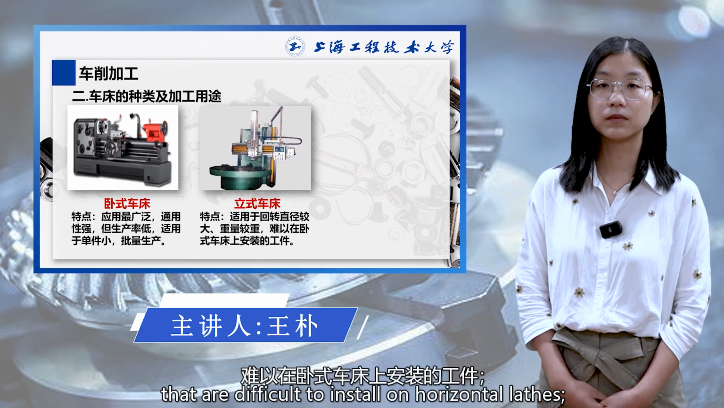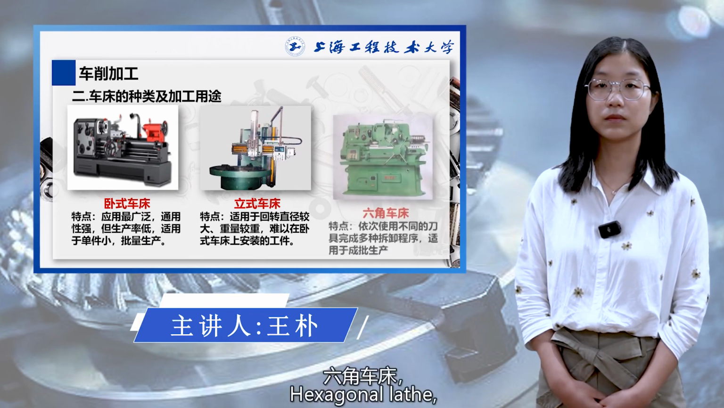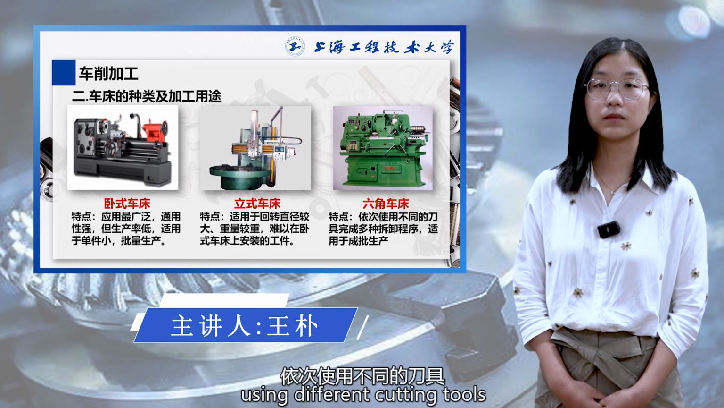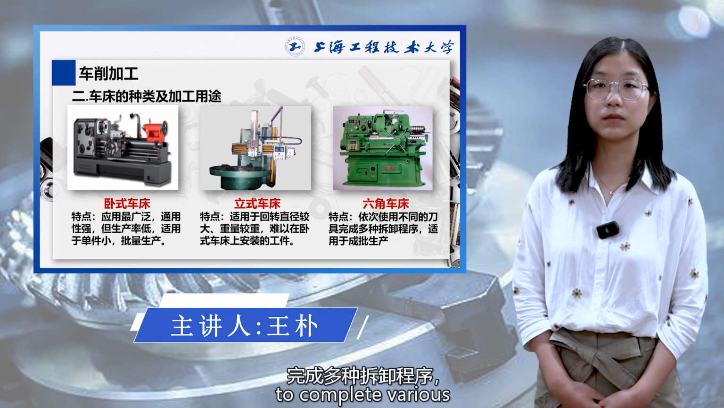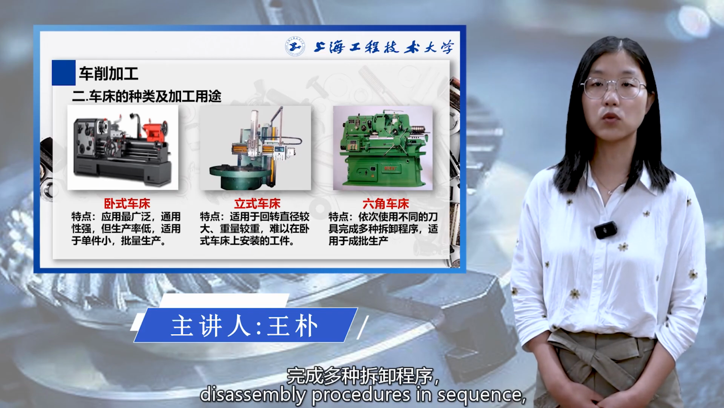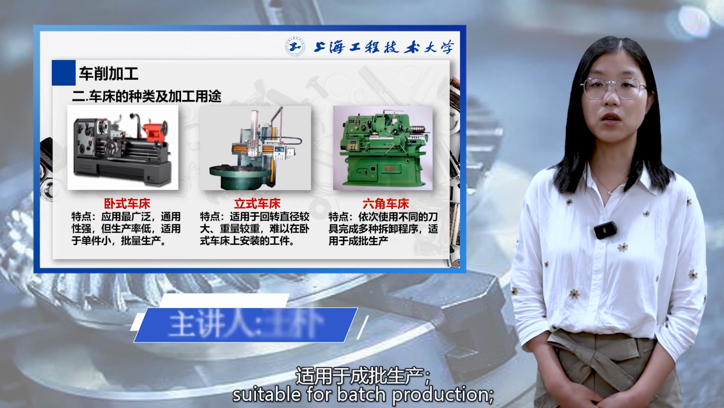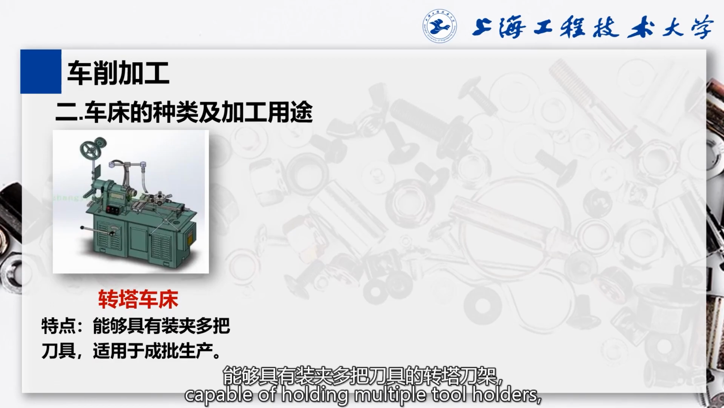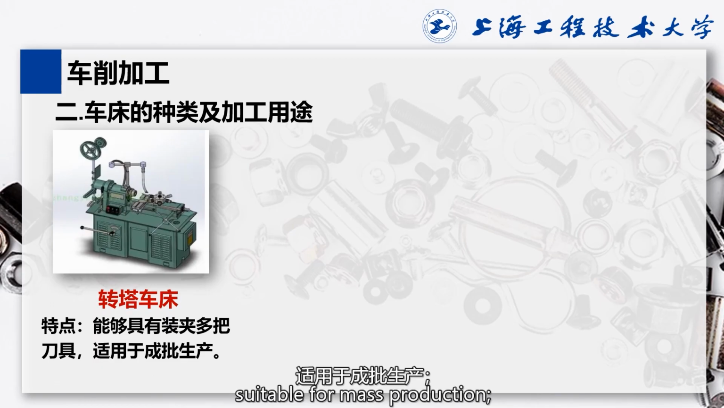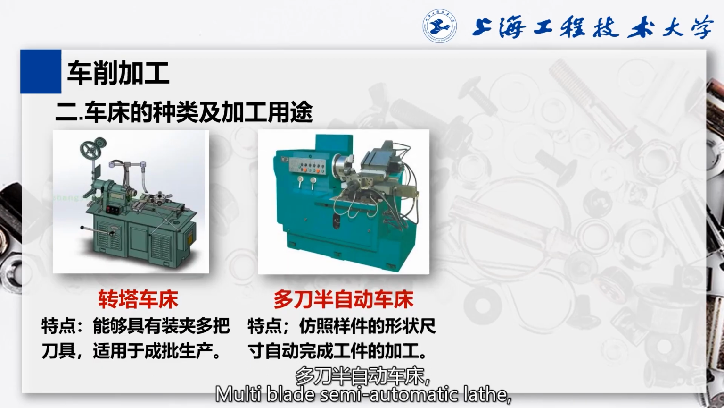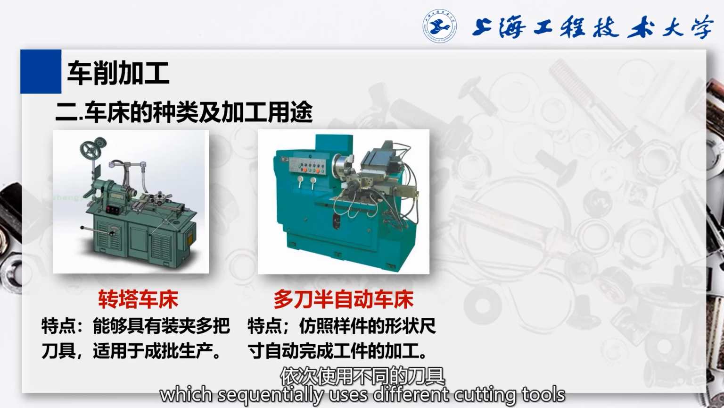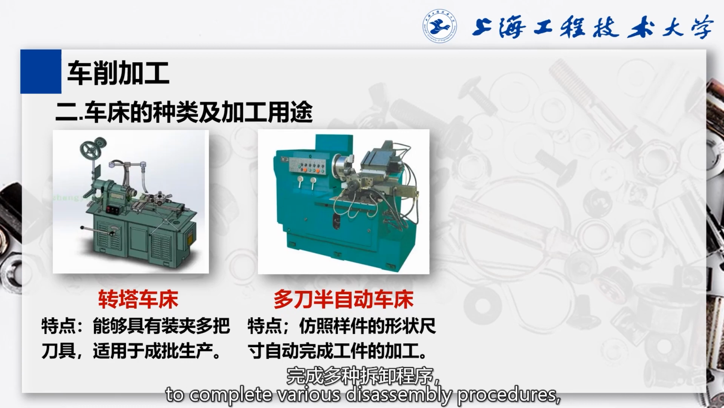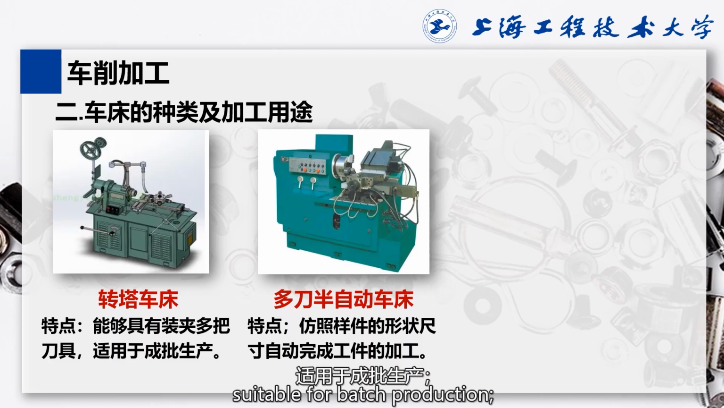install on horizontal lathes. Hexagonal lathes use different cutting tools to complete various machining procedures in sequence, suitable for batch production. Rotary turret lathes are capable of holding multiple tool holders, suitable for mass production. Multi-blade semi-automatic lathes sequentially use different cutting tools to complete various machining procedures, suitable for batch production.